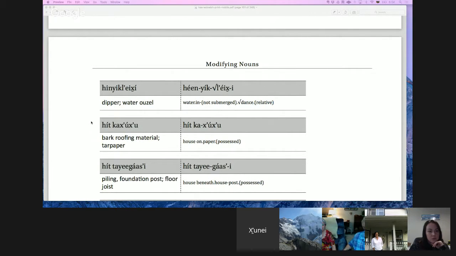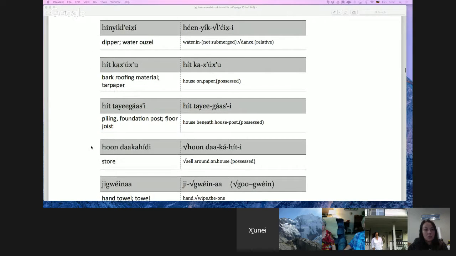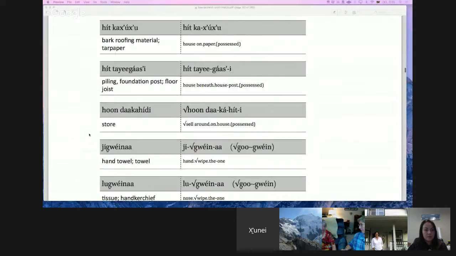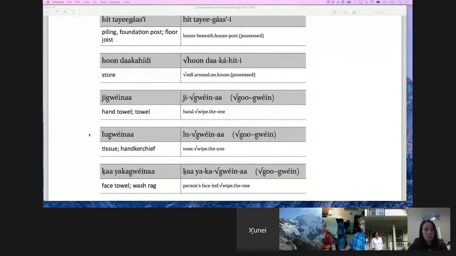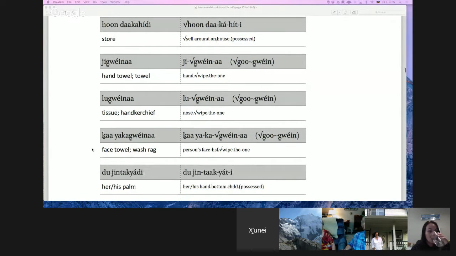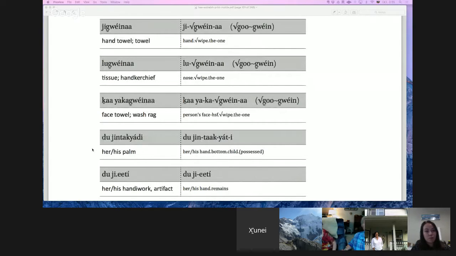Hitkakuku, paper on the, or membrane, comes from membrane, paper on the house. Hit taigatsi, hit below house posts, the house posts underneath the house. Hundakihiti, store, the building around selling things. Chakwena, so this comes from bu, which is to wipe something. So it's the one that wipes hands, chakwena, the one that wipes nose. Ka yak kakwena, the one that wipes on a face.